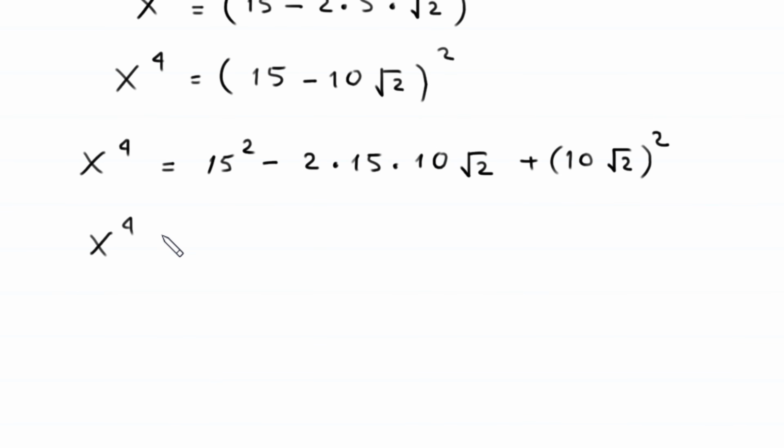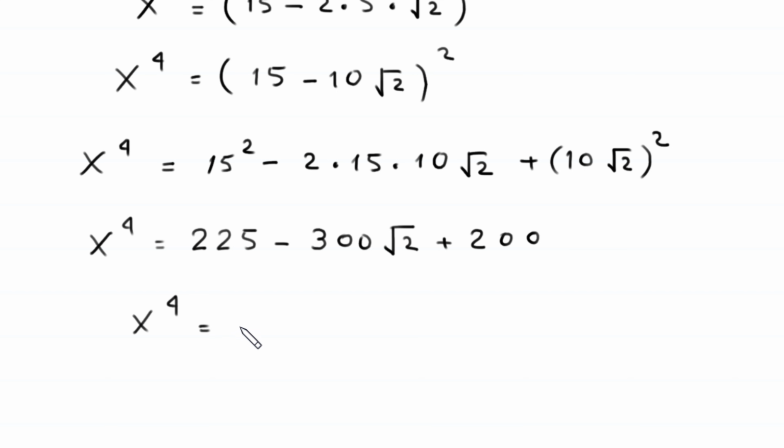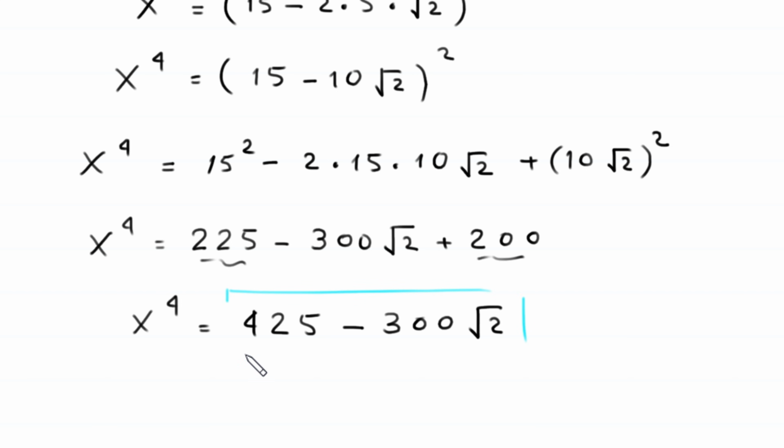Next, x to the power 4 is equal to 15 squared will become 225 minus 2 times 15, 30 times 10, 300 times root 2 plus this 10 squared is 100 and 100 times 2 will become 200. Next, x to the power 4 is equal to 225 plus 200 will become 425 minus 300 times root 2. So this is the simplest form. This is the final answer of this problem.